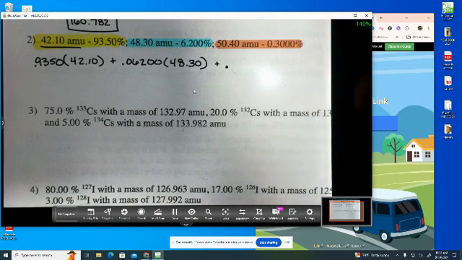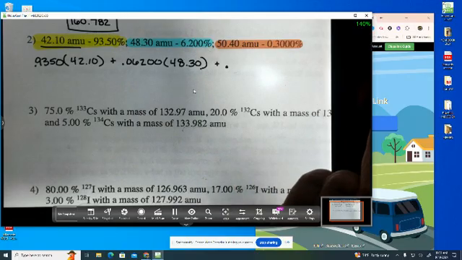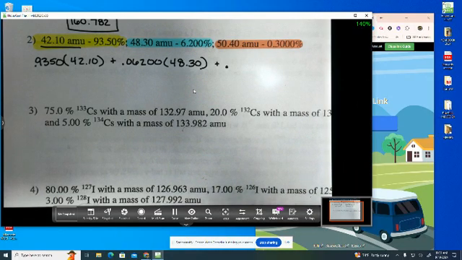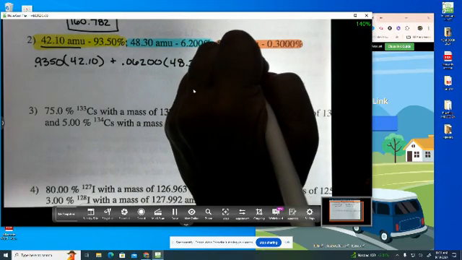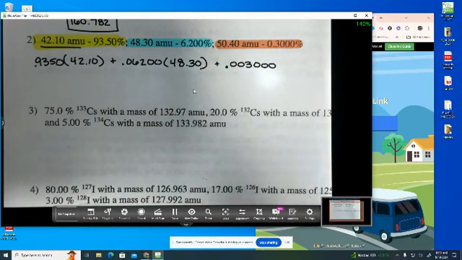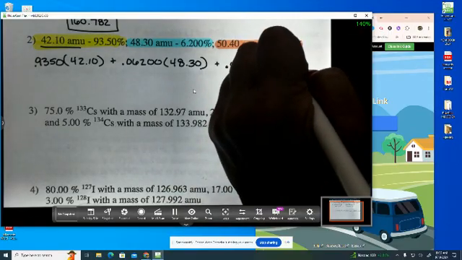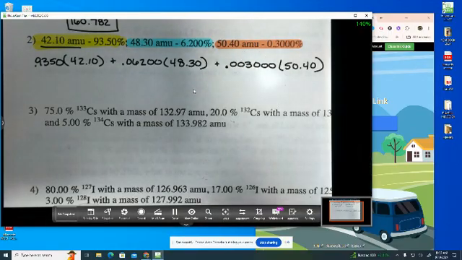Plus, what's the decimal here? It's 0.3%, so what would it be in decimal form? Hold on a second. Alana, do you know? Move your decimal 2 spaces to the left. 0.003000. Wow, that's a lot of zeros. Okay, times 50.40. All right. Do some fancy mathematics here. Round it to 2 decimal places.